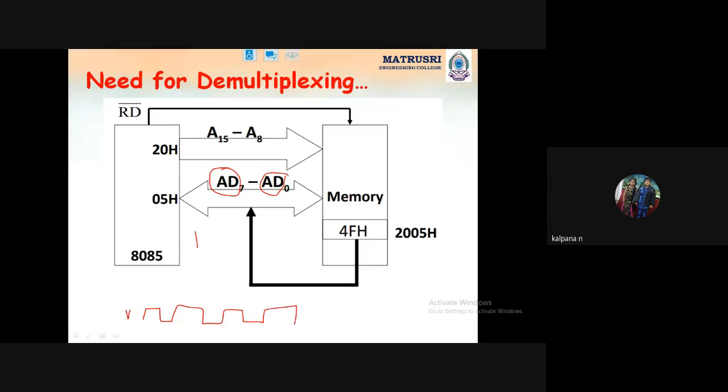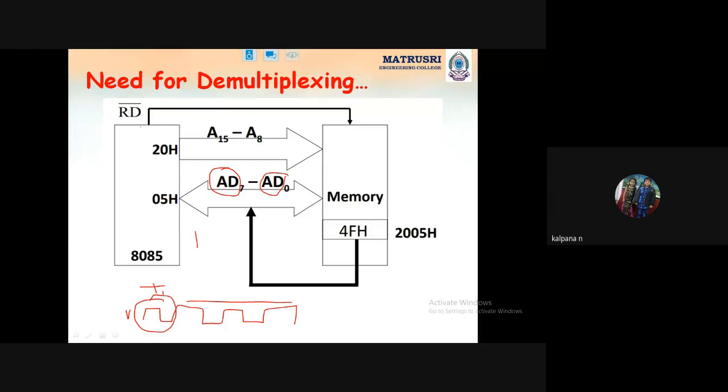Always A will be enabled during the T1 period. From this multiplexed AD, A will be enabled during T1, and during the remaining three cycles, T2, T3 and T4, D will be enabled, meaning data will be transferred from processor to memory or memory to processor. Understand? This is AD0 to AD7. In this way, these pins will be operated.